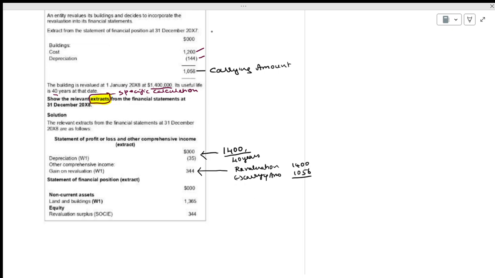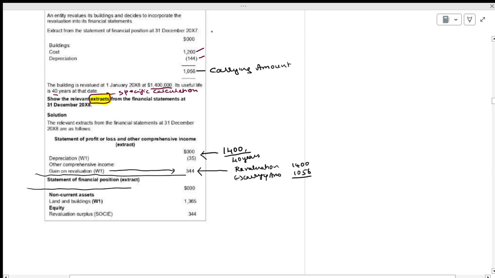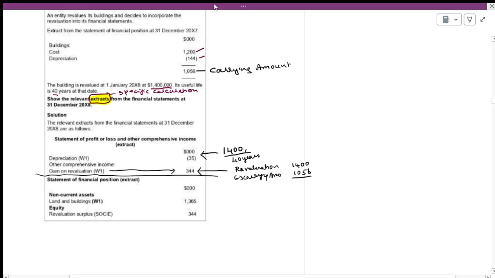Is it? This is a revaluation gain. It is a revaluation. Now coming back to this, this is what happens in your income statement. How do you have to show it in the balance sheet?